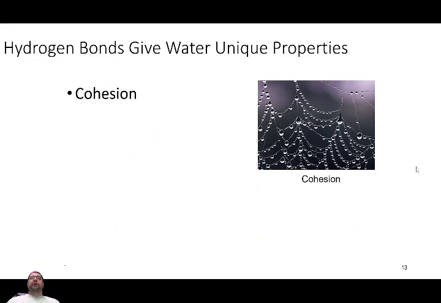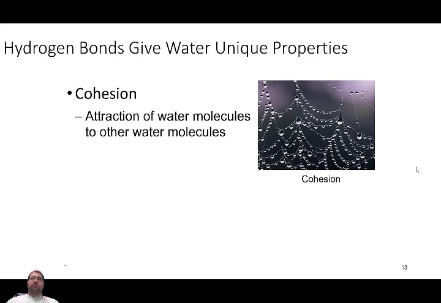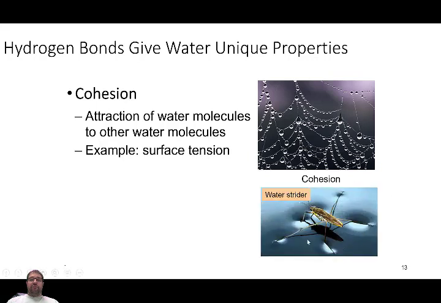All right, some other properties that are unique to hydrogen bonds or to water. Okay? Cohesion, or the attraction of water molecules to other water molecules. That's how we get raindrops. That's how we get droplets like this. Is that process of cohesion. That's how we get water tension. That's how we get a lot of things that occur with water molecules attracting to other water molecules. Okay, so surface tension like this here. You can see a water strider here. They live their entire life on the surface of the water.